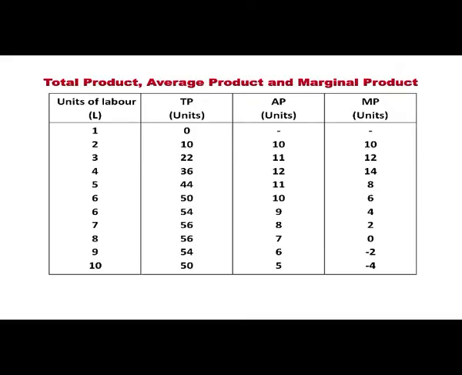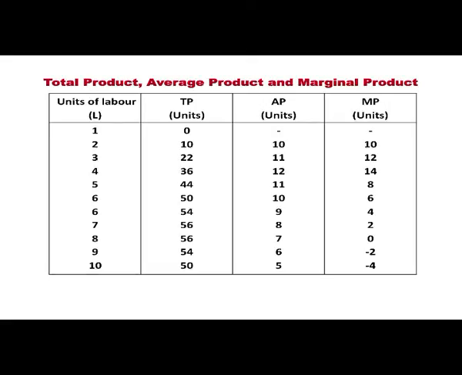Let us see when MP for 8th unit of labor has to be calculated. TP8 minus TP8 minus 1, which is TP7, gives us 56 minus 56, that is 0. Since MP is the difference between two consecutive values of TP, it can also be negative. For 9 units of labor, as we can see, the MP is negative 2, because it is 54 minus 56.